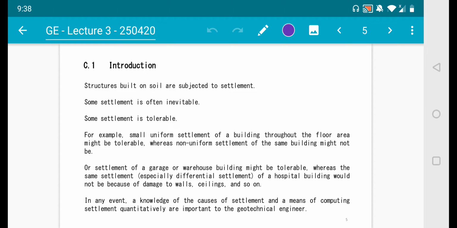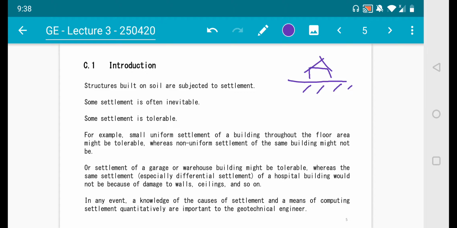As an introduction, you should know the concept of settlement. Any structure that is built on top of soil is subjected to settlement. It's a natural thing, and some settlement is often inevitable. It is going to happen, and some settlement is tolerable, whether we accept it or not. For example, small uniform settlement of a building throughout the floor area might be tolerable, whereas non-uniform settlement of the same building might not be.